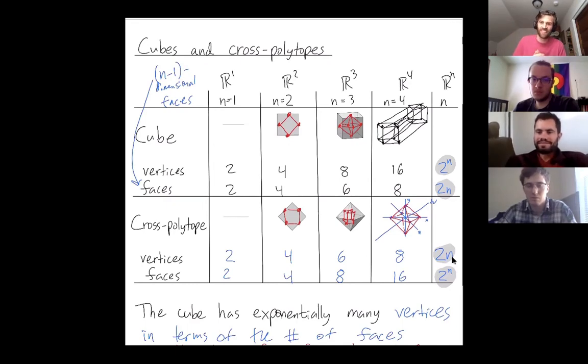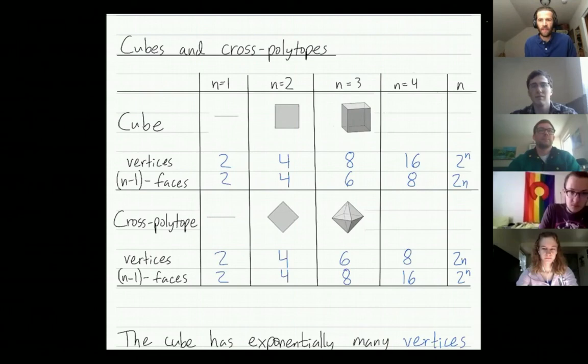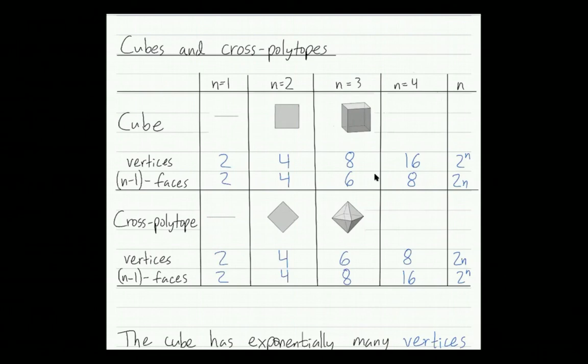So, thanks. Hey, everybody. I just wanted to give an addendum on cubes and cross-polytopes. So I explained last time how the cube has 2 to the n vertices. So we go from 2 vertices for the 1D cube to 4 vertices for the square to 8 vertices for the 3D cube, etc. I did a poor job explaining why the cube has 2 times n faces of 1 dimension lower.